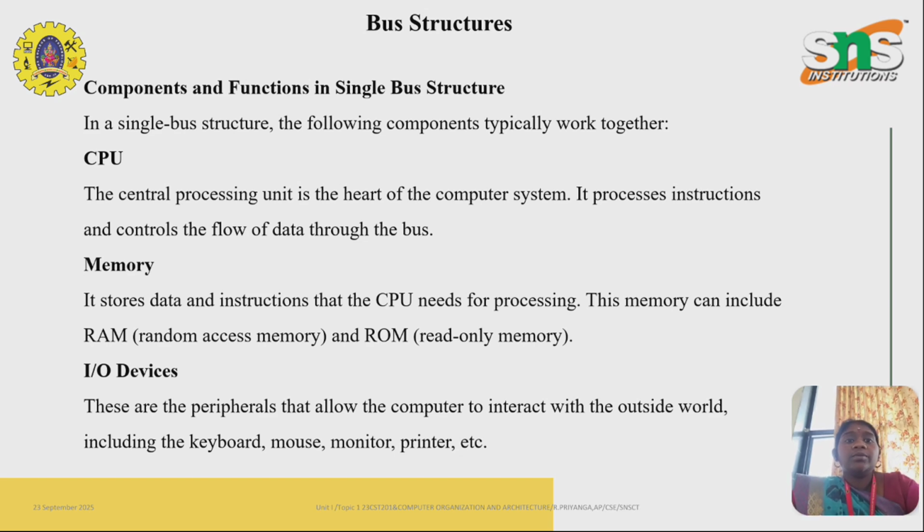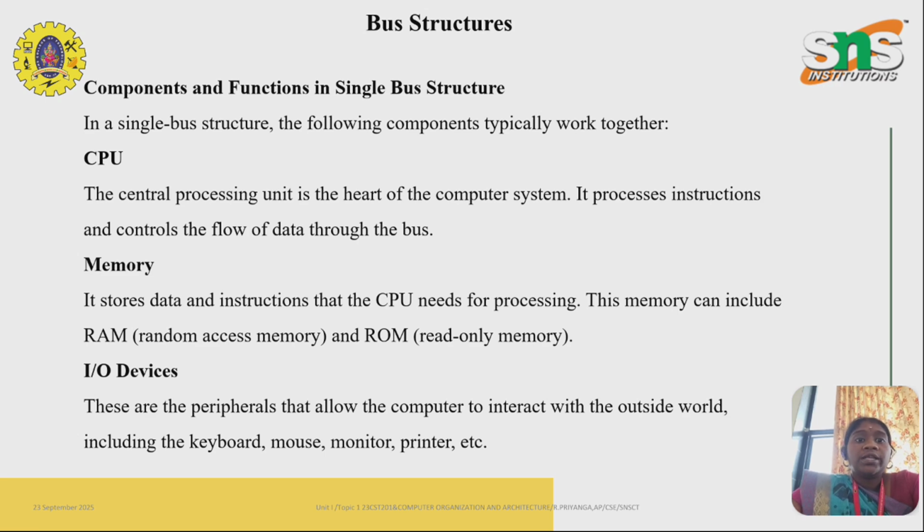There are some advantages and some disadvantages. Before that, we see the components and functioning of the single bus structure. Here the components are the CPU, memory, and input-output device. The CPU is the heart of the computer system. Without the CPU, we can't do anything in the computer. It processes the instructions and controls the flow of data through the bus. Memory stores the data and instructions that the CPU needs for processing. This memory can include RAM, that is random access memory, and ROM, read only memory.